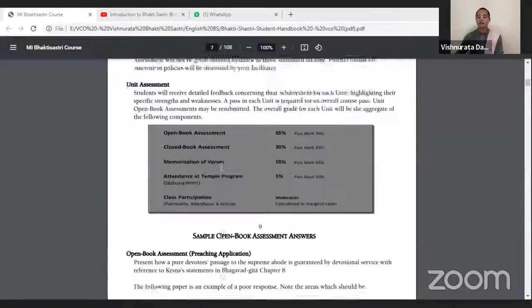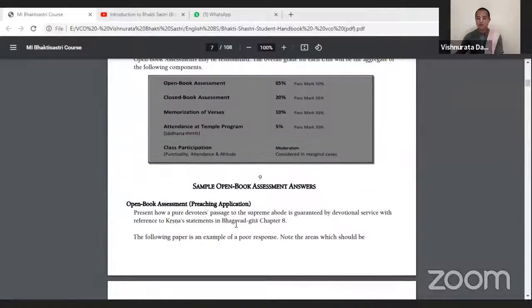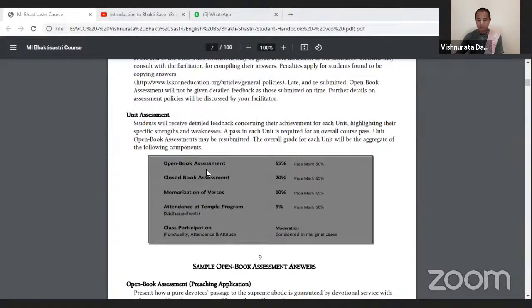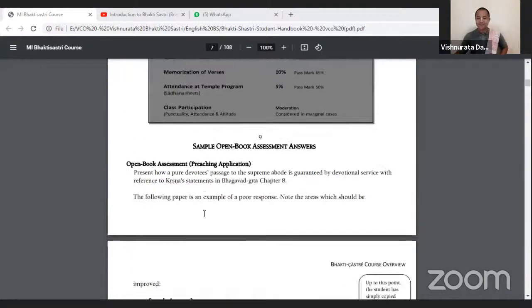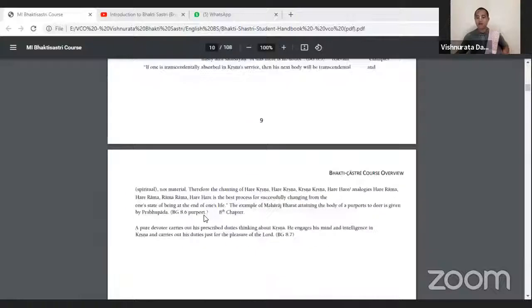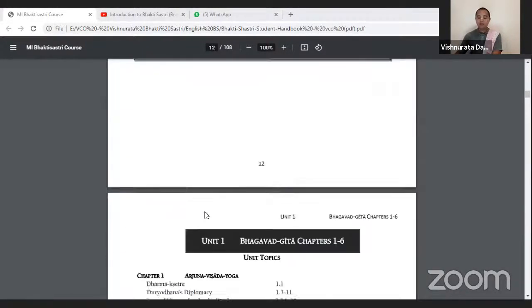Okay. There are some standard pass marks here. Yeah, here you can see on page number 9. The pass mark for the open book assessment is 50%. The pass mark for the closed book assessment is 65. And then memorization of slokas, 65. So out of those 45, it should be more than half. That means at least you have to memorize 25 slokas. But I'm expecting you to memorize all 45.